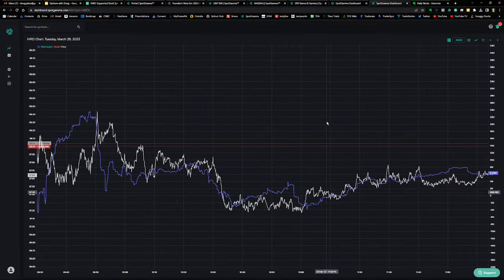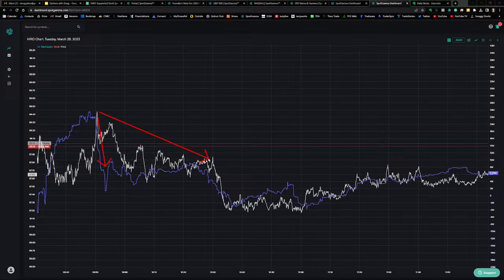I'm going to zoom in on the morning. And what I saw with this was this divergent short. This large drop in Hero. Then price responds.